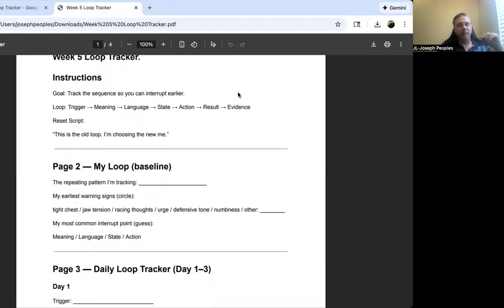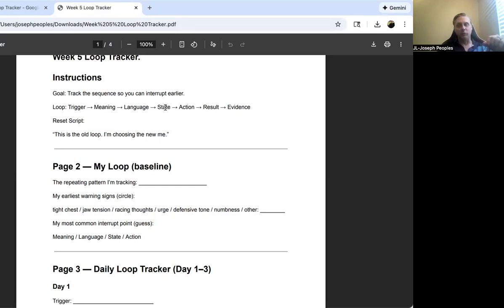What is the loop? The trigger, what happened. The meaning: what meaning are you giving to what just happened? What language are you using? What are you saying to yourself? Is it positive? Is it negative? What are you saying internally and externally? And do they match up?